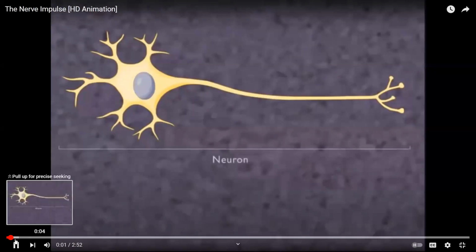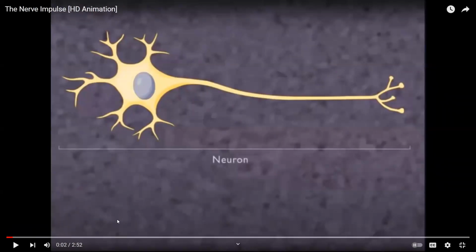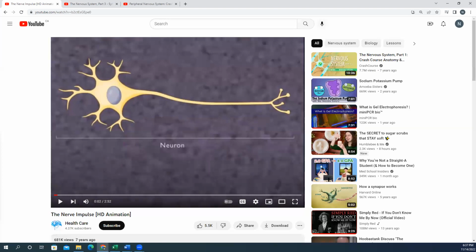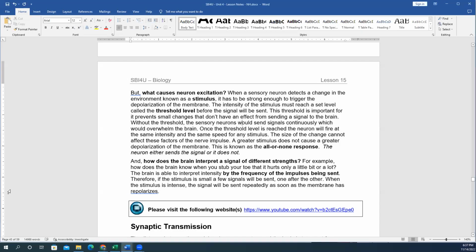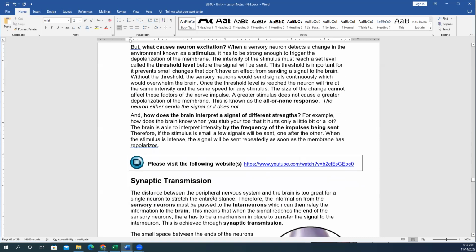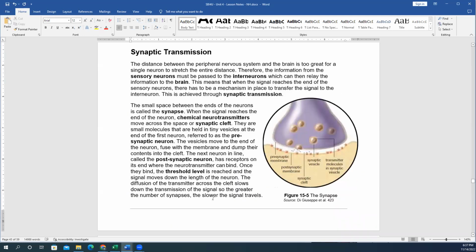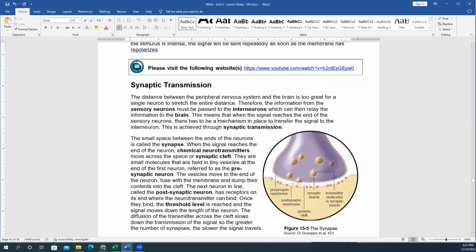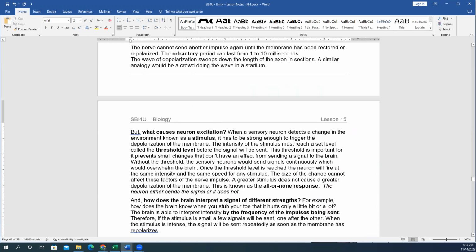A nerve impulse is an electrical... So that was an example of a nerve impulse being transmitted down the axon electrically.